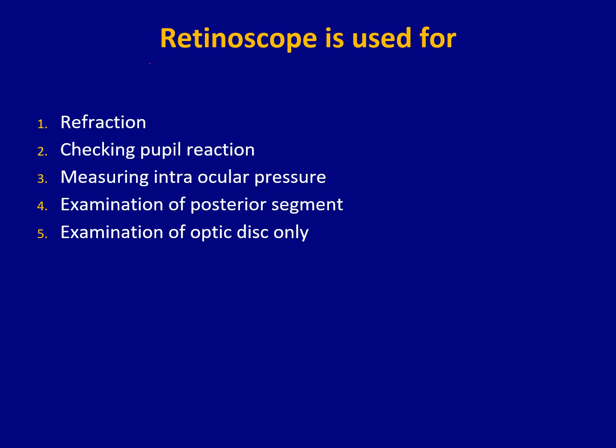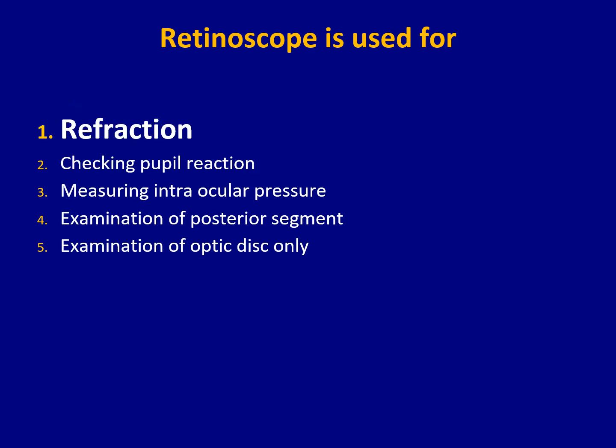Next MCQ, retinoscope is used for, remember, R for retinoscope, R for refraction. So the options are refraction, checking pupillary reaction, measuring intraocular pressure, examination of the posterior segment, and number 5, examination of the optic disc. So the answer would be refraction. And refraction is the right answer.